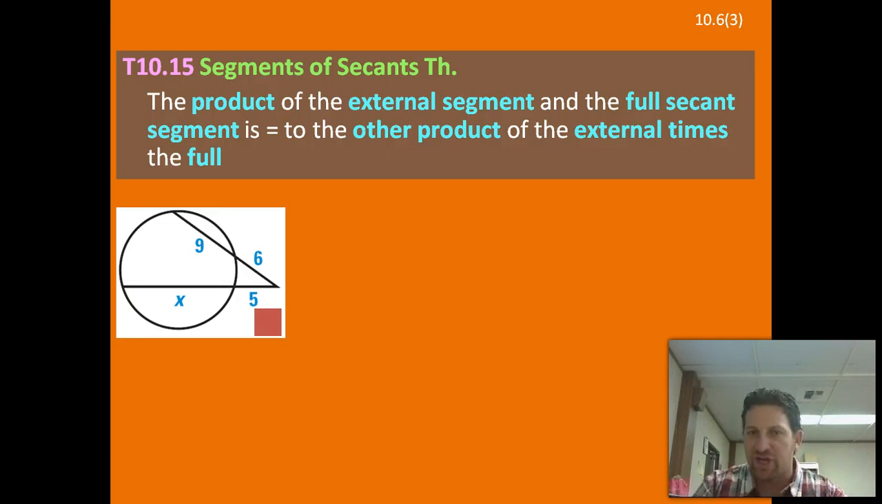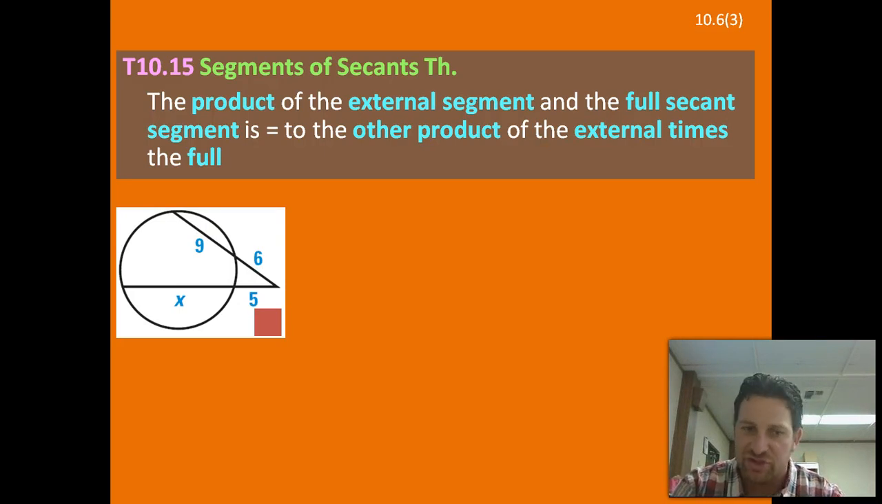Okay, so the external segment, guys, is the piece from the vertex of that angle, which you see is outside the circle, to the edge of the circle on the outside, as in the top part of that angle where the 6 is. And then the other external segment would be from the vertex of the angle to the outside of the circle, which is a measurement of 5.